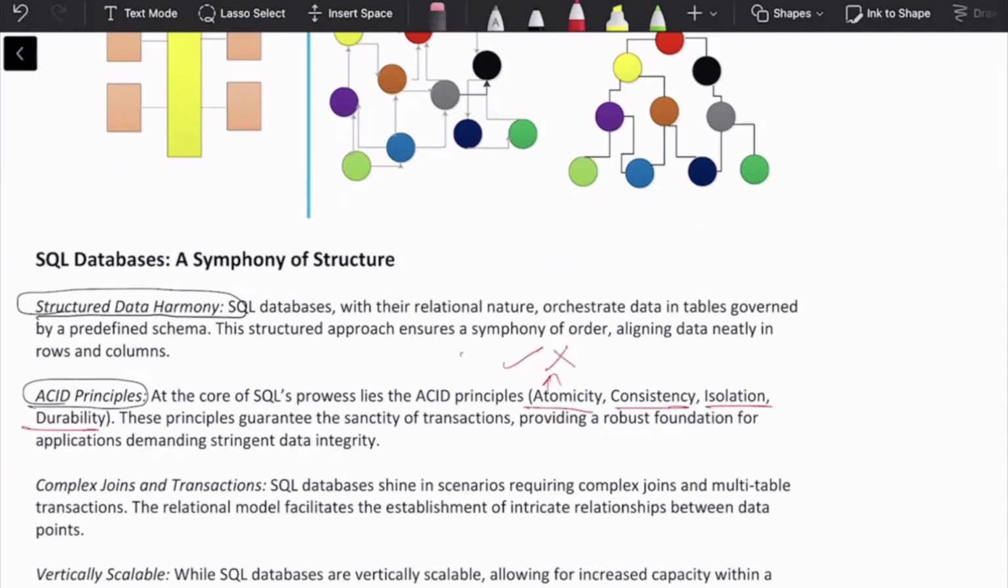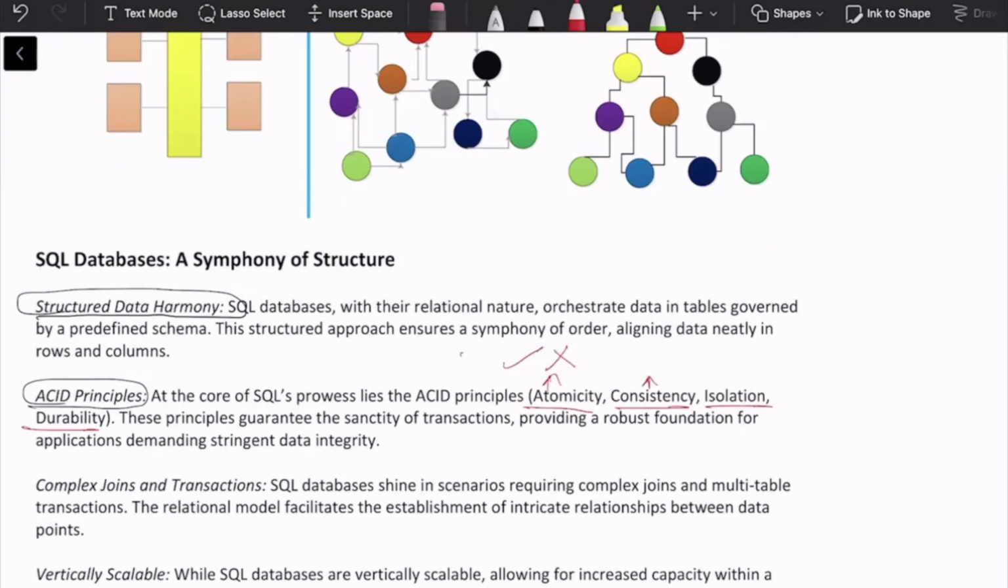Let's say if I have two tables that need to be updated in a transaction, either both of them would be updated or none of them would be updated. Consistency, as we have already seen in our previous lecture, means whenever a question is asked, you'll always give back the correct answer. That is consistency. SQL databases follow rigid consistency.